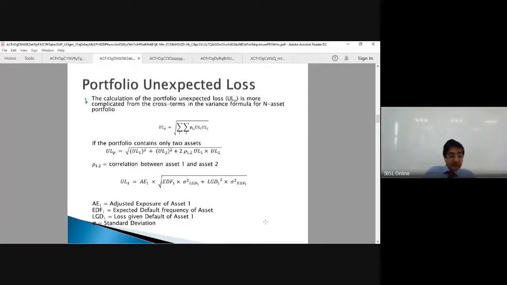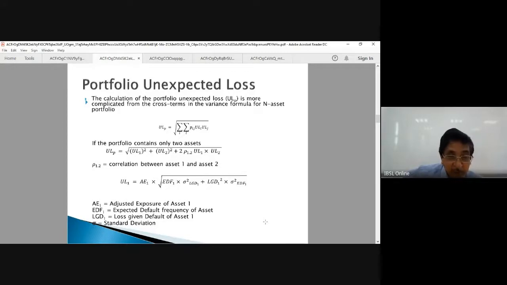So you can see the way unexpected loss is calculated. Unexpected loss is equal to AE1, that is the adjusted exposure of asset 1, into square root of EDF, that is the default frequency, into volatility of LGD plus LGD squared into volatility of EDF. Now you can see the way it is happening. When you talk in terms of EDF, you get the other one, LGD and the sigma terms. And when you take the LGD on one side, on the other side you get sigma EDF. I think that's an easy way of memorizing these things. So that is the calculation of UL1. That is the unexpected loss of a loan in a portfolio.